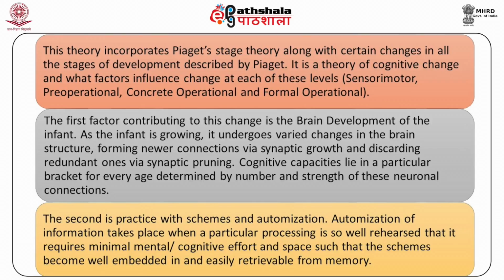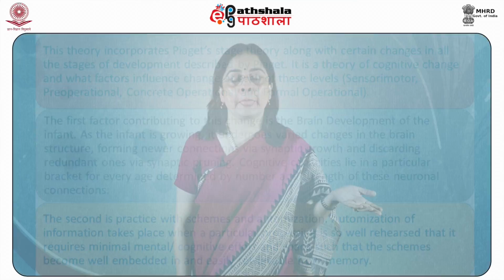Cognitive capacities lie in a particular bracket for every age, determined by the number and strength of these neuronal connections. The second is practice with schemes and automation. Automation of information takes place when a particular processing is so well rehearsed that it requires minimal mental cognitive effort and space, such that the schemes become well embedded in and easily retrievable from memory.